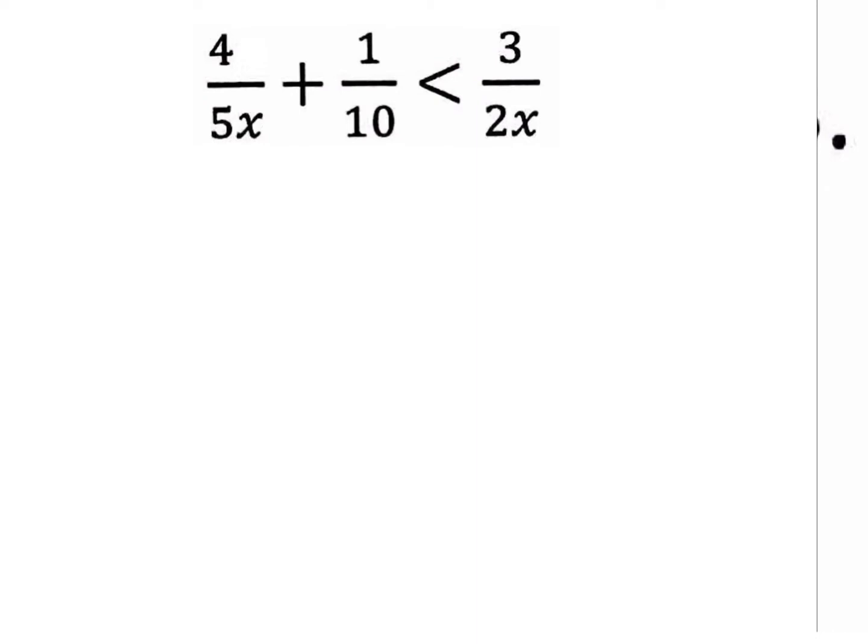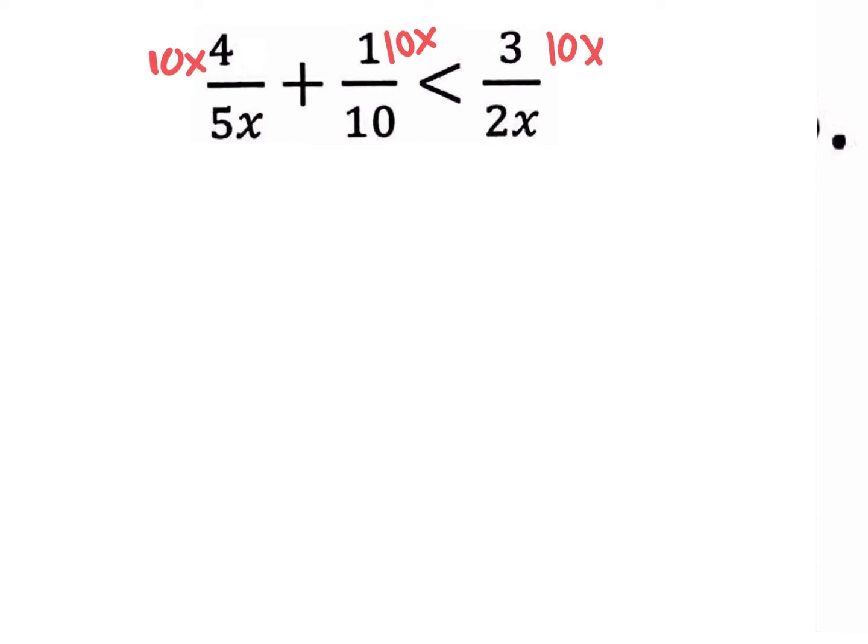Okay, so what would the LCD of 5, 10, and 2 and x be? 10 with an x, right? 10x. If you're confused about multiplying everything by the LCD, then go ahead and get rid of the first fraction by multiplying everything by 5x, and so on and so on. But right now I'm going to try something a little different. Multiply everything by the LCD, 10x.